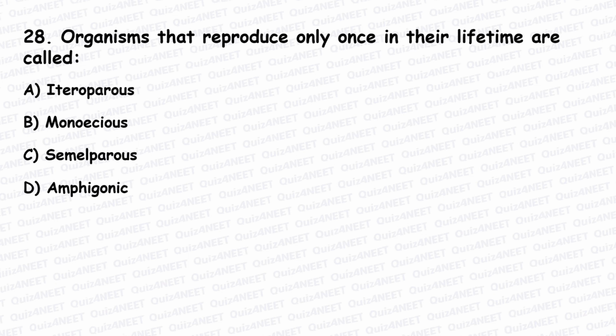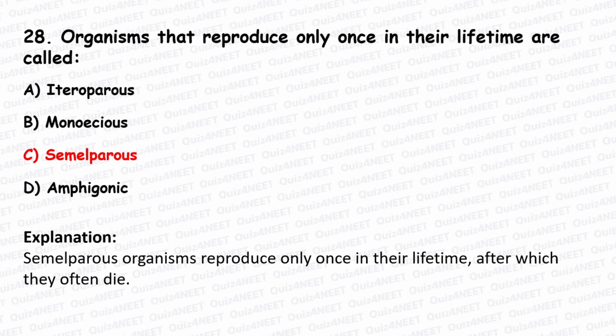28. Organisms that reproduce only once in their lifetime are called A. Iteroparous, B. Monoecious, C. Semelparous, D. Amphigonic. The right answer is C. Semelparous. Explanation: Semelparous organisms reproduce only once in their lifetime, after which they often die.